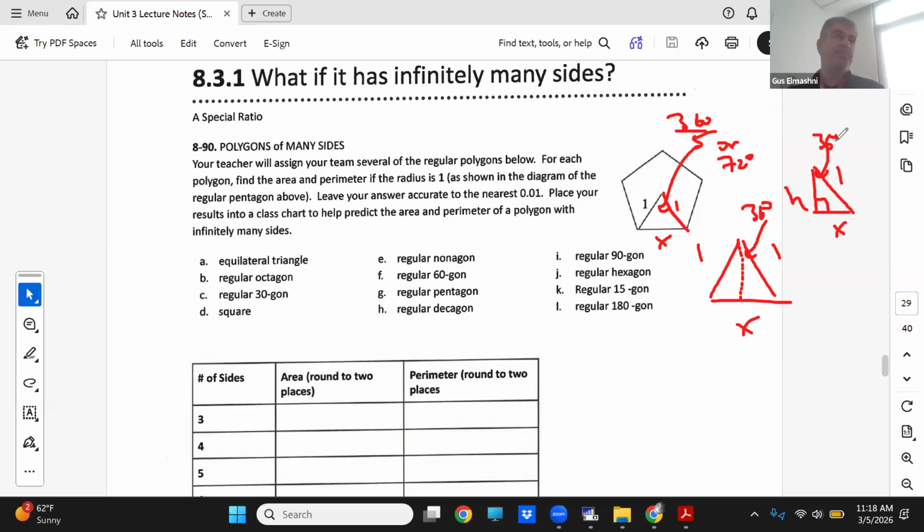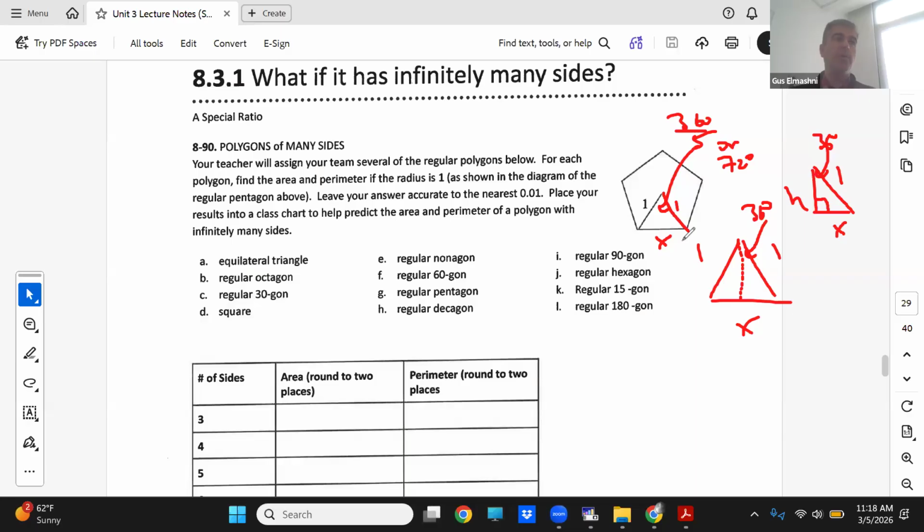So if that's 36, how would you solve for H and X? Using SOHCAHTOA. Use trig. Yeah. You use trig to solve for X, H, and X. Once you have H and X, can you get the area of the triangle? Yeah. Can you get the area of the pentagon? Yeah. Can you get the perimeter? Yeah. Because you're going to have all the sides. But you can see it takes a little time to go through those motions, right? So that's what you guys are going to do.